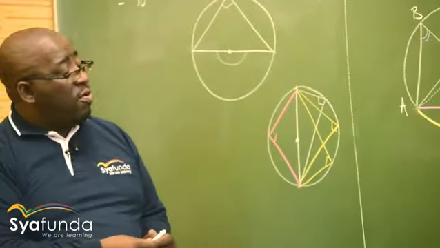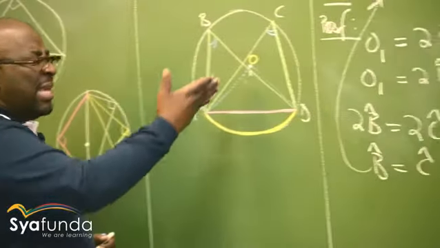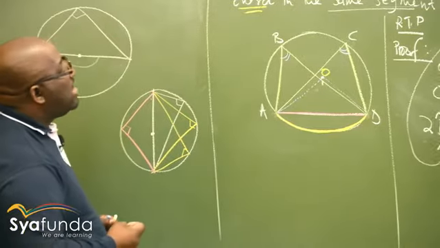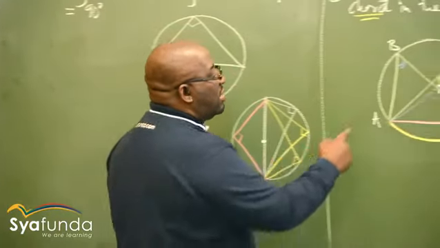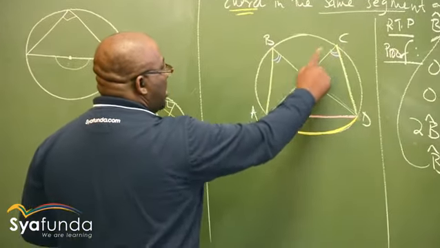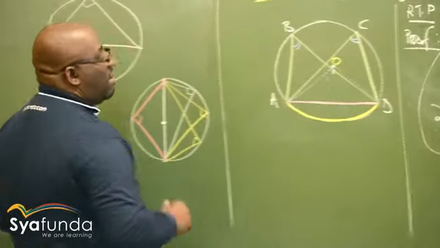We've just done one more proof. How do I prove this? I use the center. It is important that we realize that when we prove this, we use the previous theorem that says the angle at the center is twice the angle at the circumference.